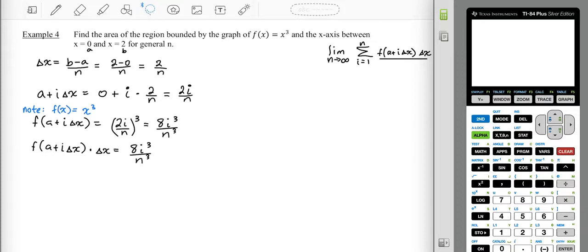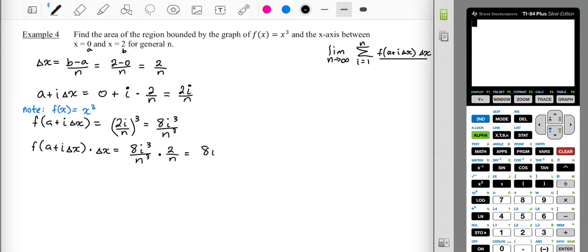if I can get it to work. It froze on me. I was too ambitious. Okay, there we go.